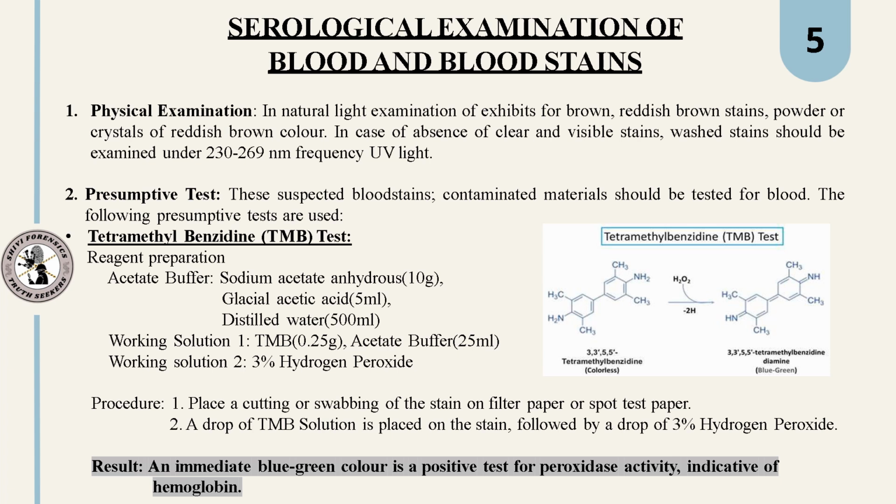So in this test, what happens is you take a swab and put it on a filter paper or a spot test paper and add a few drops of TMB solution, or working solution 1. Then after it, you will add a few drops of hydrogen peroxide on it. After adding hydrogen peroxide, you will see that a blue-green color is coming. If it is actually blood, then a blue-green color will come and it will show the activity of peroxidase. Now peroxidase activity indirectly indicates the presence of hemoglobin, but it is not directly indicated. It is only indirectly indicating. So that's why this is a presumptive test.